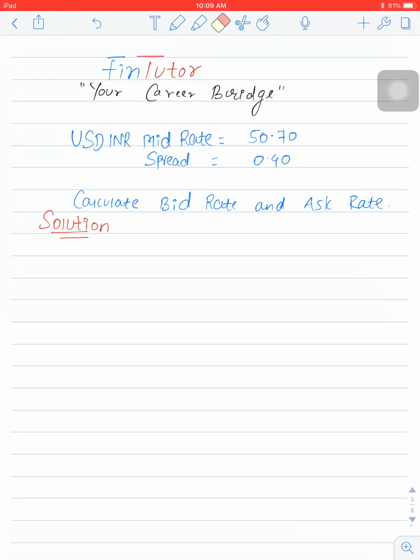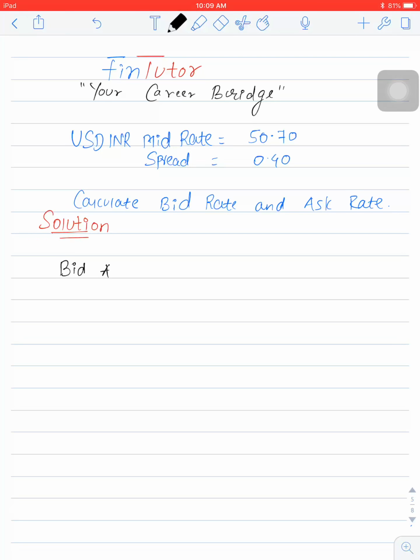In this video, we will try to understand how to calculate bid rate and ask rate when mid rate and spread is given. Here we have a data: USD INR mid rate is 50.70, spread is 0.40, and we need to calculate bid rate and ask rate. So first let's understand how to calculate bid rate in this scenario.